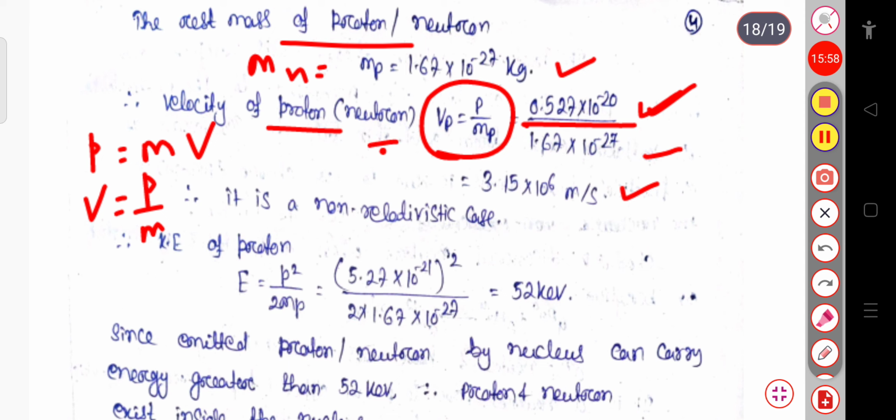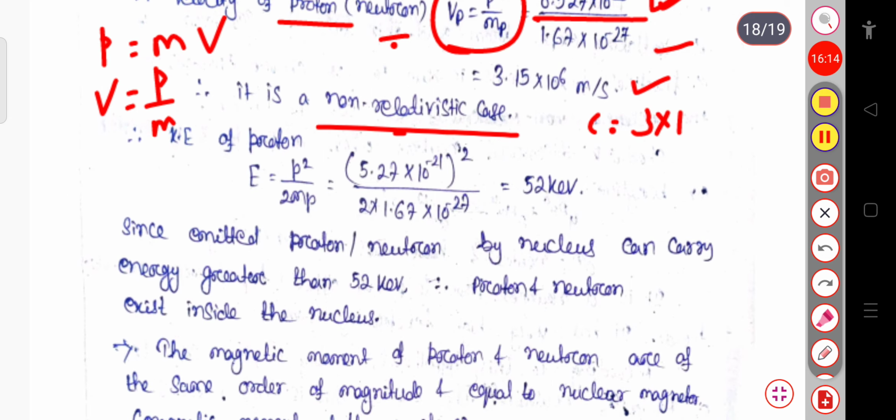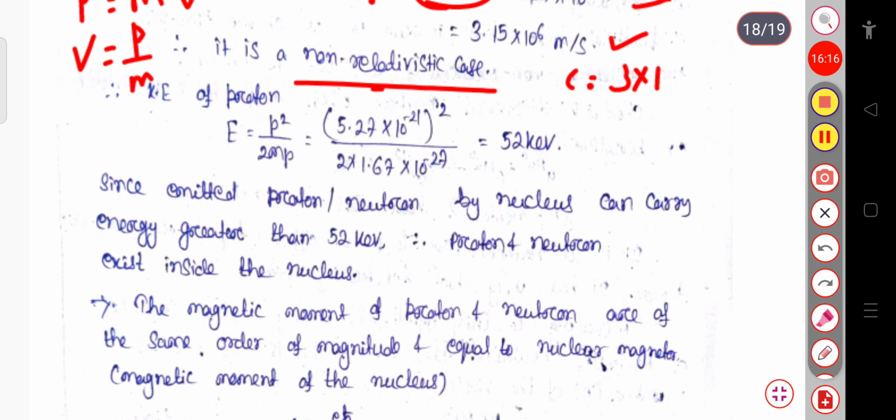Since this is a non-relativistic case, because in the relativistic case c would be equal to 3 × 10^8 meter per second, and here it is simply 3.15 × 10^6 meter per second. Now if I calculate the kinetic energy of the proton, then the kinetic energy E will be equal to p squared divided by 2m. This is for the proton, or you may say for the neutron.